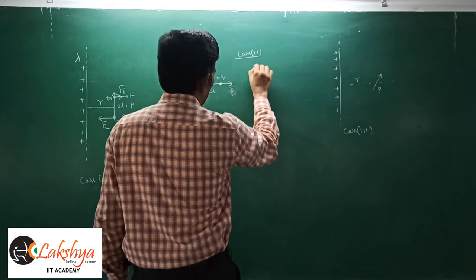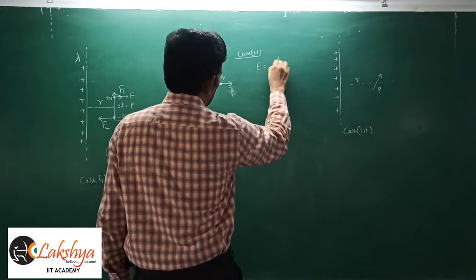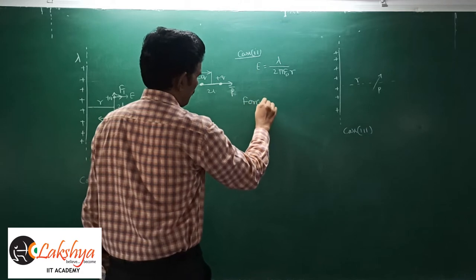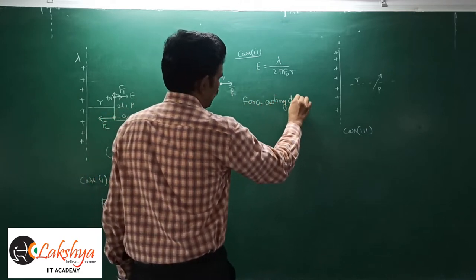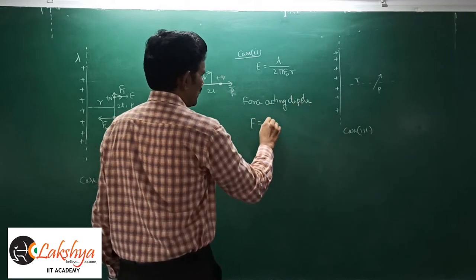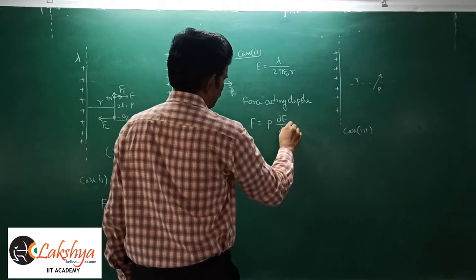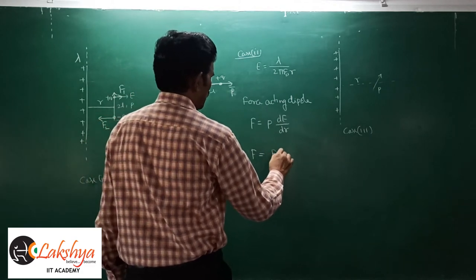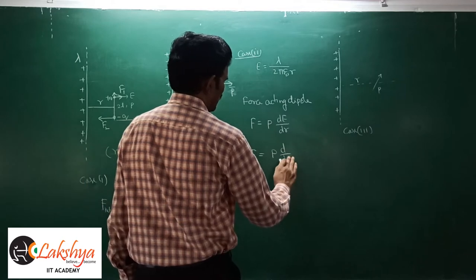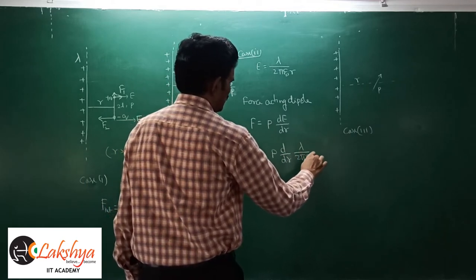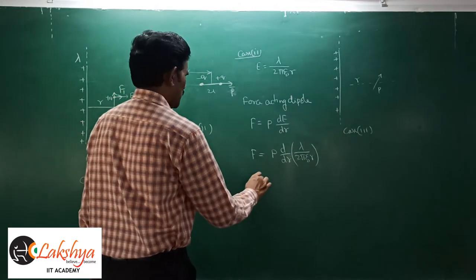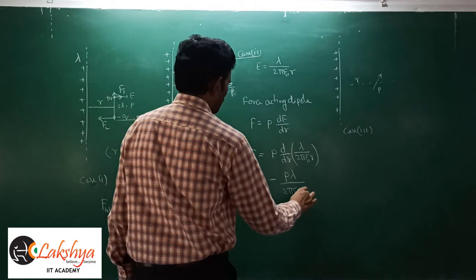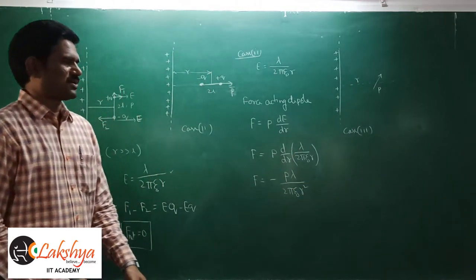Now here that E value we can write as the electric field at the distance r, lambda by 2 pi epsilon naught r. And the force acting on the dipole we can express as F is equal to P into dE by dr. Right? So this is nothing but F is equal to P into d by dr of E, substituting lambda by 2 pi epsilon naught r. Therefore this can be expressed as minus P lambda by 2 pi epsilon naught r square. That means the differentiation of 1 by r is minus 1 by r square.